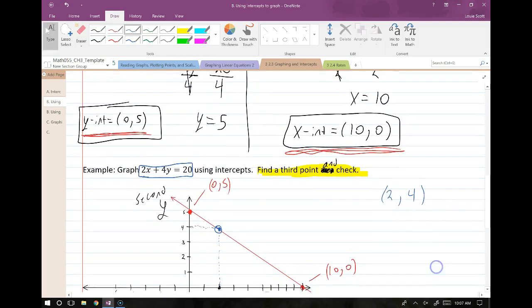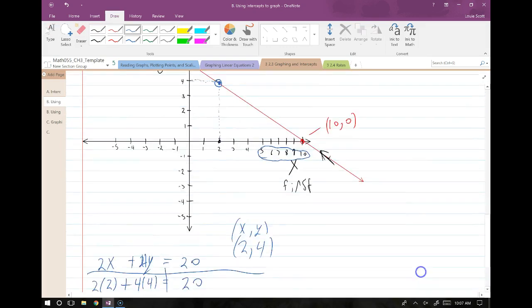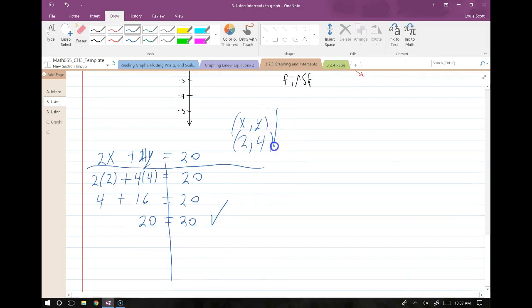You could always reverse engineer this. I guess a better way to do this would be to find a third point by choosing an x value, finding its corresponding y value, and seeing if that's on the line. So what do I mean by that? Let's do that over on the right side here. So I'm going to set up my other kind of table, right? This is my brute force table. This is the table where I find pairs to plot.